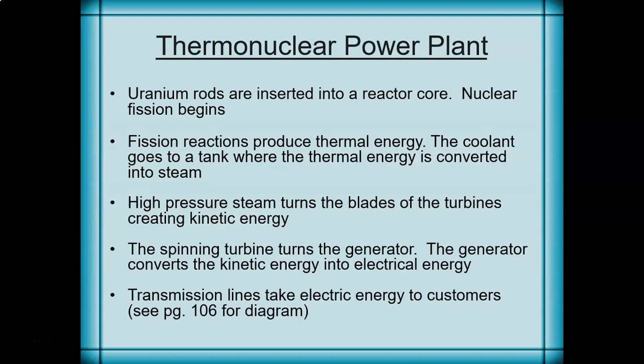In a thermal nuclear power plant, again, the idea is essentially the same. It's just, where do you get your moving water from? In a thermal nuclear plant, you have uranium rods inserted into a reactor core to begin the nuclear fission. And the fission produces that thermal energy, which you're going to use to make the steam, and then everything else is the same as what we've done before. That moving water turns the turbine, which then turns the generator, which makes the electric current.